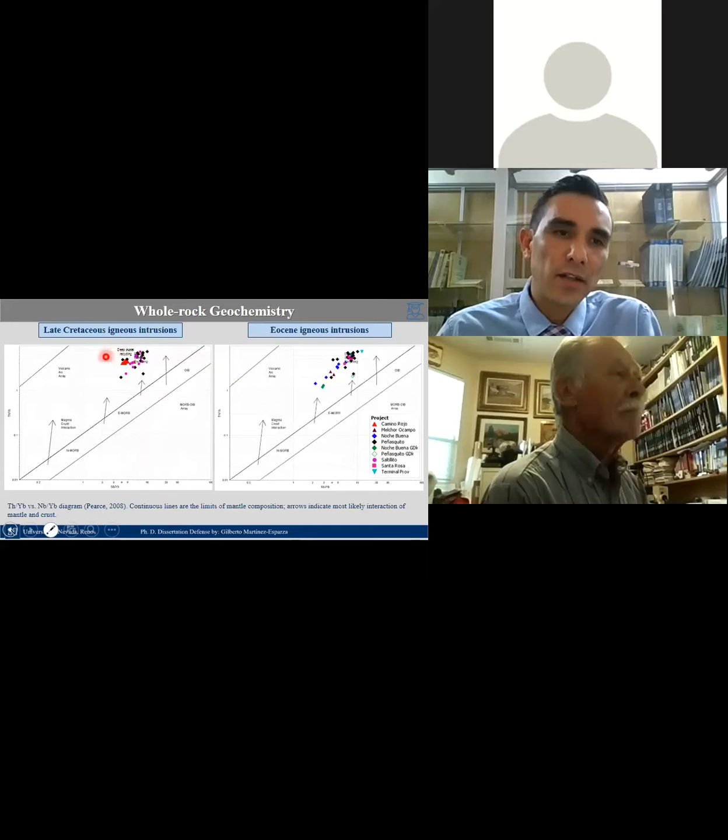Here in this diagram, you can see that even though the main or one of the possible sources is the mantle, we can also be talking about deep crustal recycling, or the lower part of the continental crust.